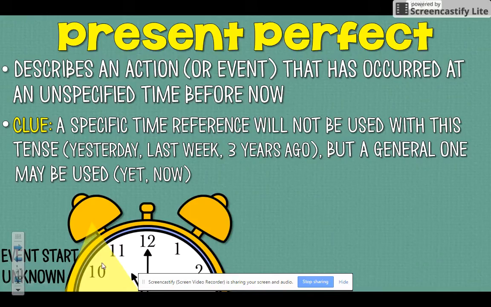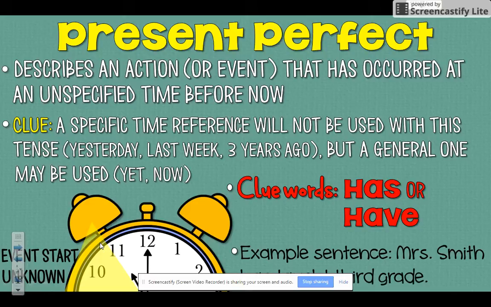All right, so let's take a look at present perfect. If we have a clock here again, and 11 o'clock is present, remember the verb starts before the present. So it starts somewhere in the past here, and it's continuing into the present. So it's continuing all the way up to right now, which is 11 o'clock. We use our keywords has or have.